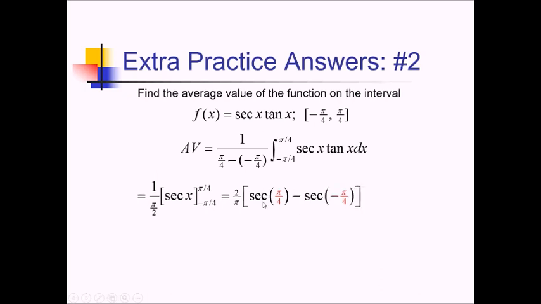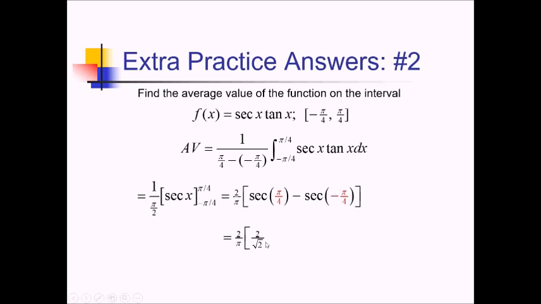So secant of pi over 4, that's really going to be 1 over cosine of pi over 4. Cosine of pi over 4 is root 2 over 2. So the reciprocal of that is going to be 2 over radical 2. And then this is going to be 1 over cosine of negative pi over 4. Negative pi over 4 is actually the same thing as positive pi over 4 when you take the cosine. So this is another 2 over radical 2 when we take the secant of this term.